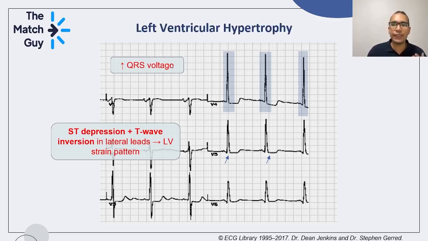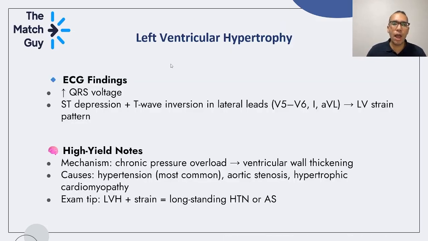And what's basically happening here is that the left ventricular muscle is thickened, usually from chronic pressure overload. That increased muscle mass generates higher electrical voltage, which is why the QRS complexes look huge here. And the most common causes for this are hypertension, aortic stenosis, and hypertrophic cardiomyopathy.